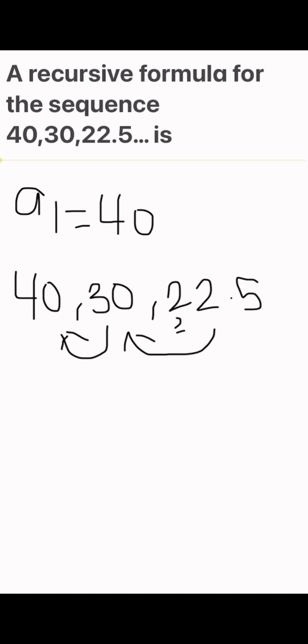22.5 divided by 30 will give us 0.75. Now, 30 divided by 40 will give us 0.75. So I know now that this series is geometric because it has the same common ratio. Now I know it's not arithmetic because 22.5 to get to 30 is 7.5, and then from 30 to 40 it is 10. Now 7.5 and 10 are not the same, so therefore it's not arithmetic.